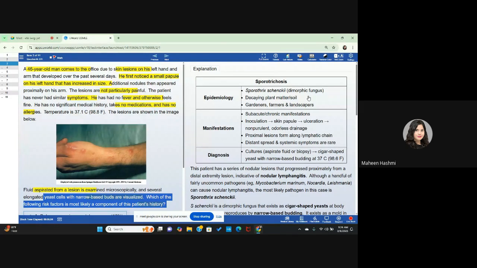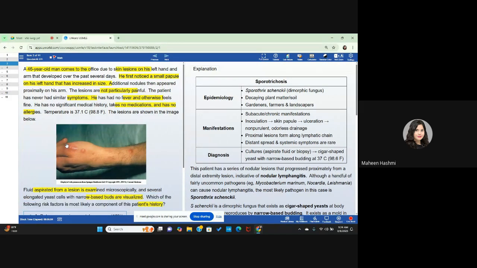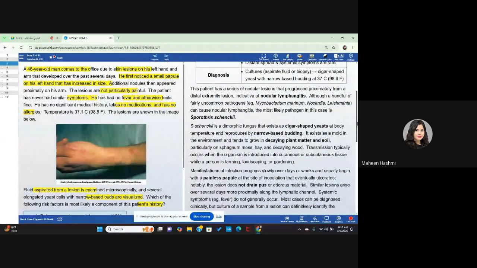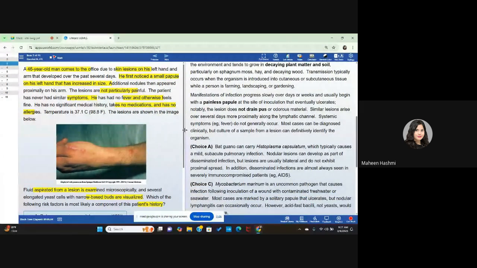It's a fungus. It's usually present in farmers. So you will see kind of an ascending pattern of the bumps. It's also known as ascending lymphangitis because it inflames the lymph nodes as you go up. What I want you to remember is that cigar-shaped yeast with narrow-base budding. That's very high yield because they give these lines in the pathology of the stem and ask you what's happening. The treatment is really important. It's itraconazole.